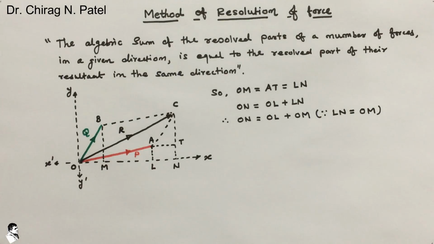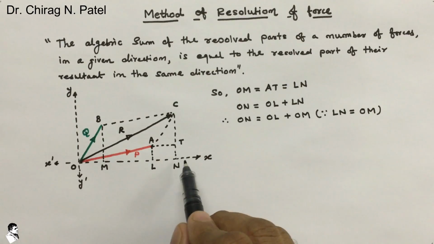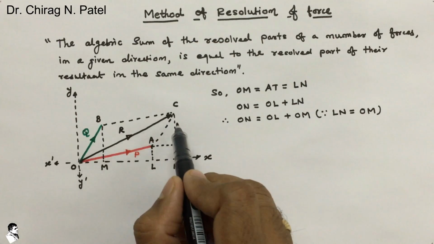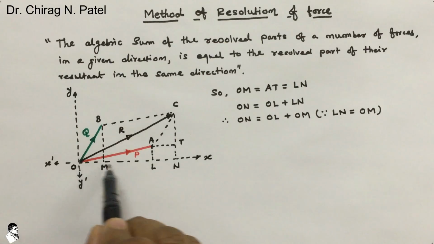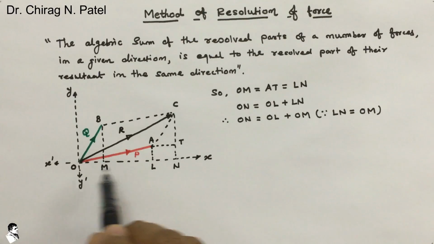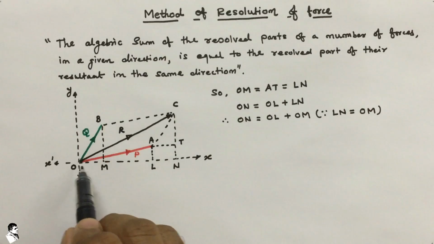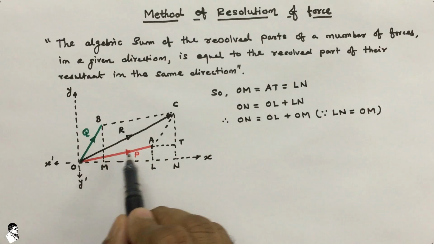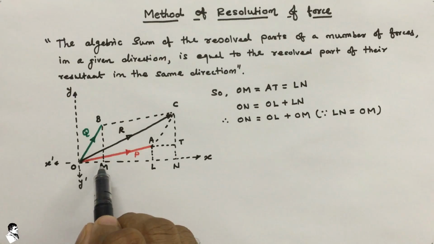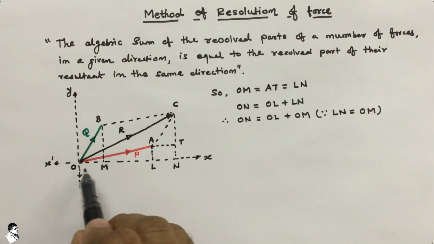But if we see, this ON is the resolved part of the resultant R. If we consider this is the resultant, the resolved part pertaining to the x-axis is ON. And what is OL? OL is the resolved part of force P on the x-axis. And what is this OM? OM is the resolved part of the force Q.